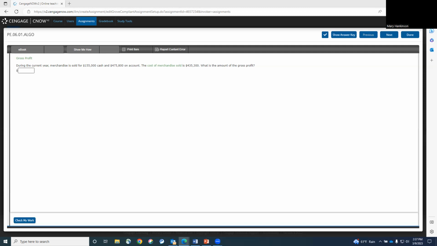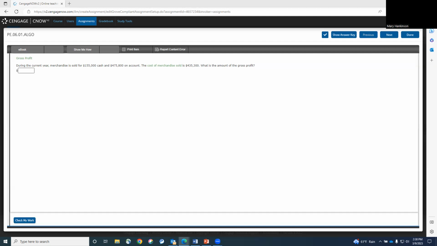But here what we're doing is we're talking about gross profit. We learned that we have a new revenue account that we use called sales. So when merchandise is sold, the revenue is going to be reported as sales, and its cost is recognized as an expense. And this expense is going to be called cost of merchandise sold. So the cost of merchandise sold is subtracted from sales to arrive at gross profit. It's called gross profit because it's the profit before we deduct the operating expenses. So let's look at the problem.